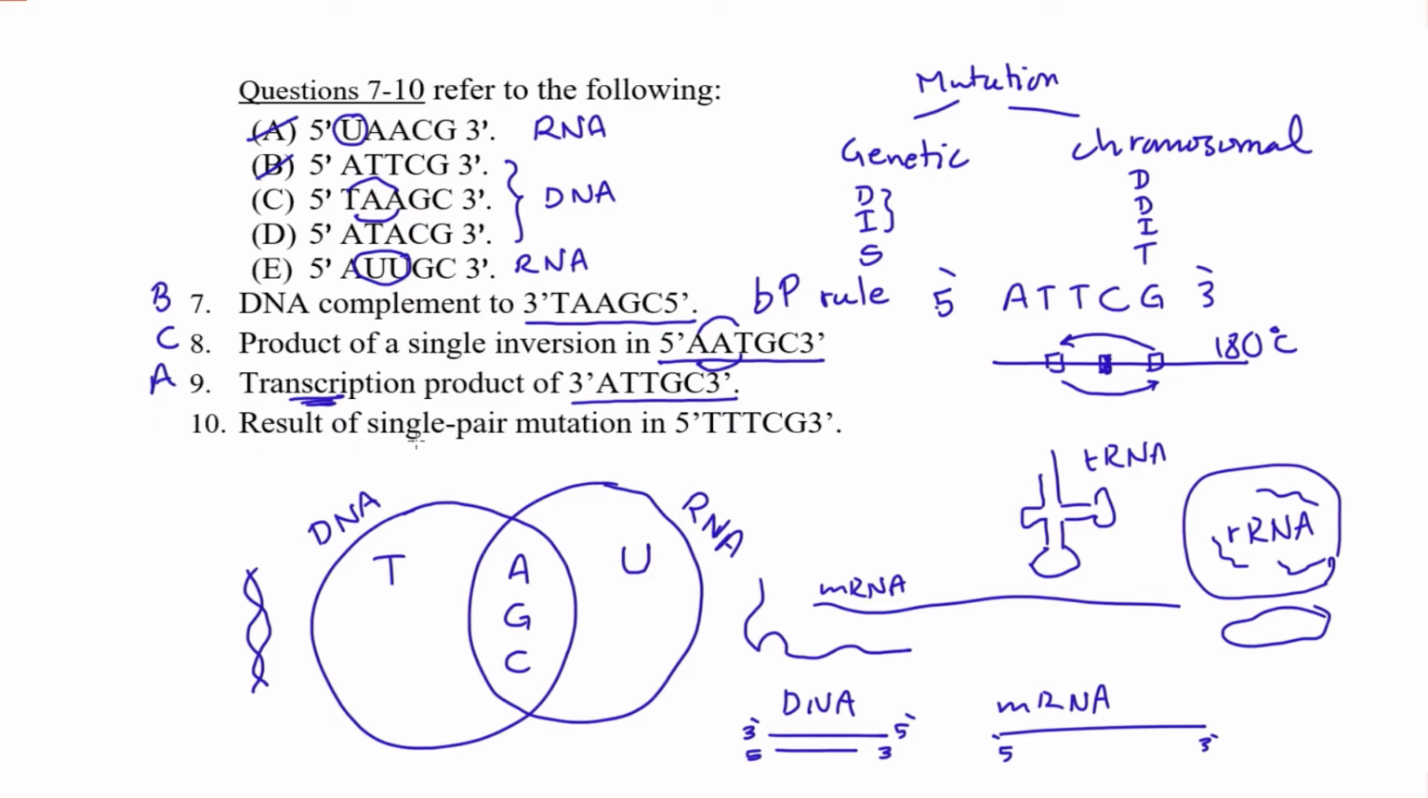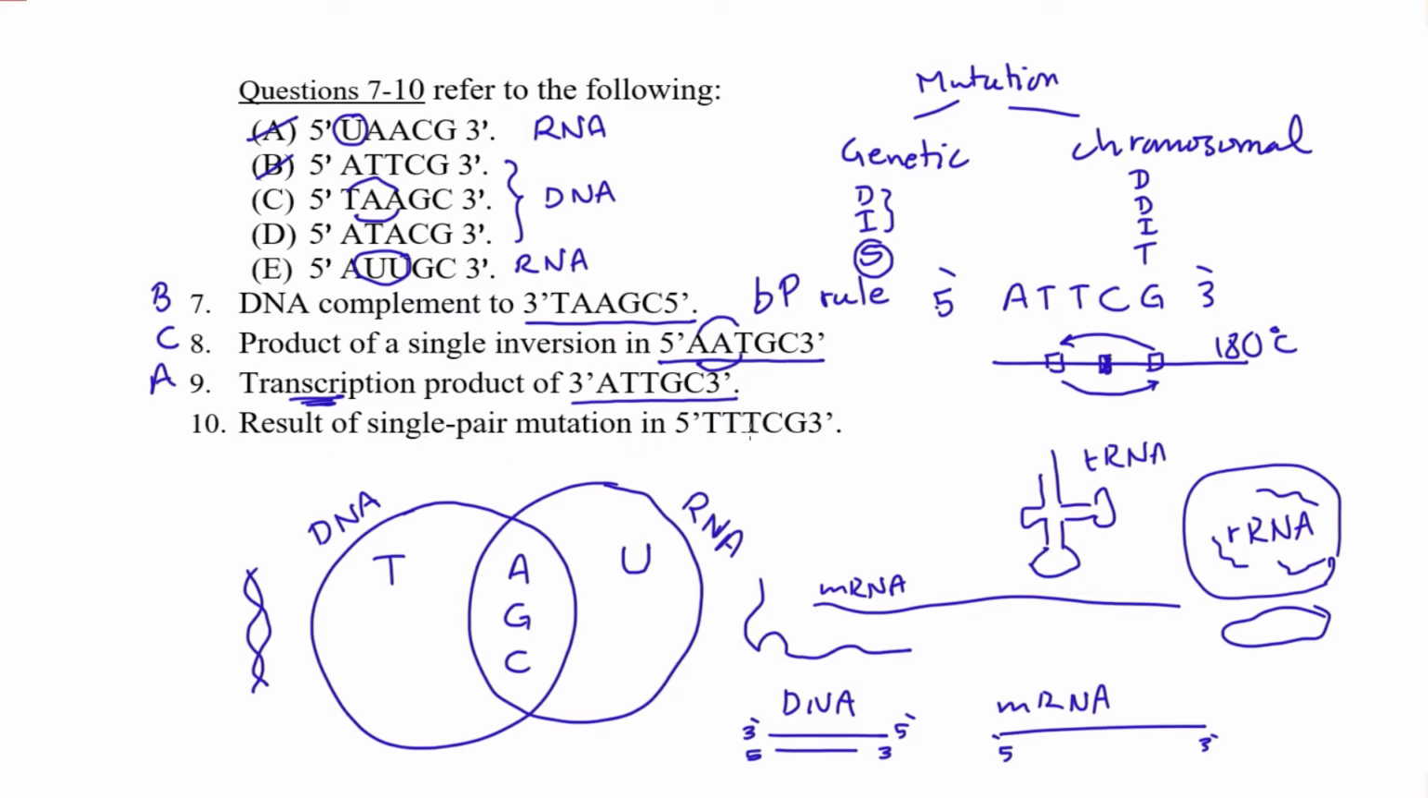Number 10, a result of single pair mutation. So we return again to the mutation, but here you are not asked about a deletion. You are not asked about insertion, but just a single pair mutation. What's meant by single pair mutation? It's something like substitution. A single pair mutation means one base replaced another base. So let's search together. We return again to search between B, C, and D, and A and E are excluded from our choices.